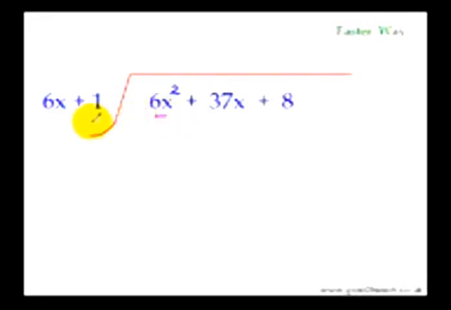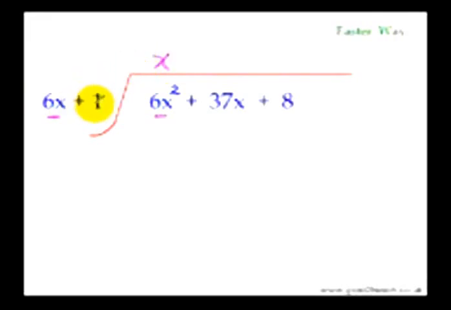Divide the first term of the dividend by the first term of the divisor to get the first term of the answer. 6x square divided by 6x will give us x, and we have the first term, isn't it? Divide the number part by the number part and the variable part with the variable part. 6 divided by 6 will give us 1, but we don't put 1 there, you know that. And x square divided by x will give us x. That's it.